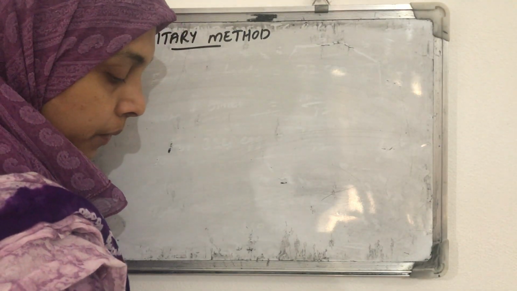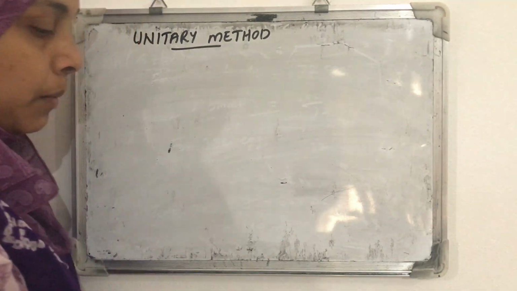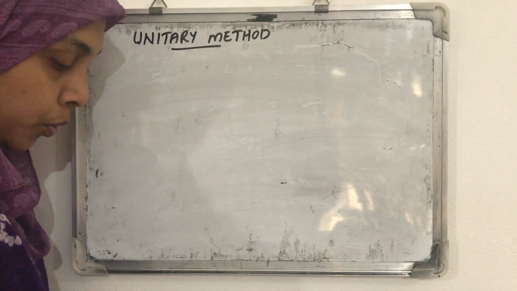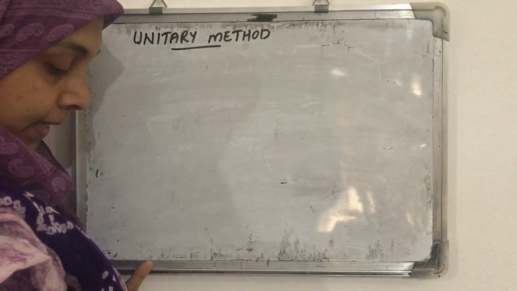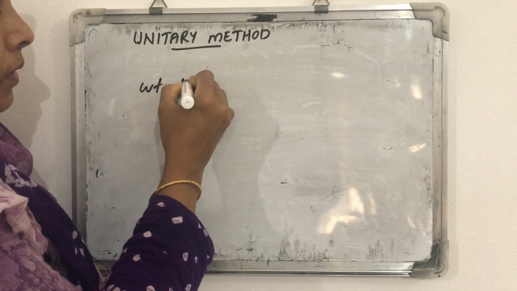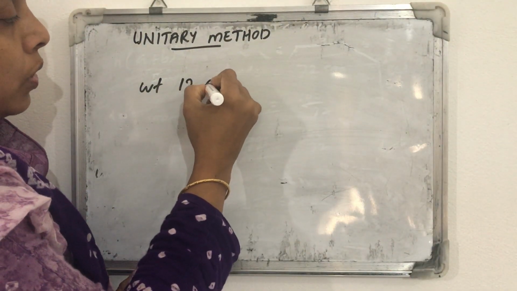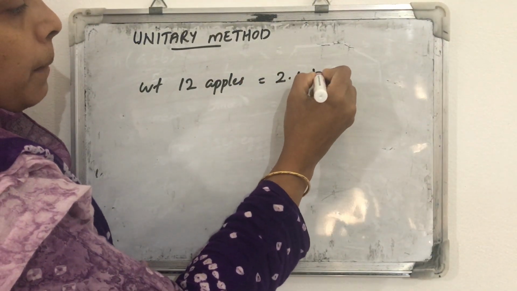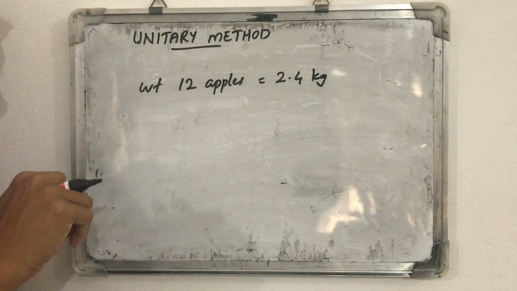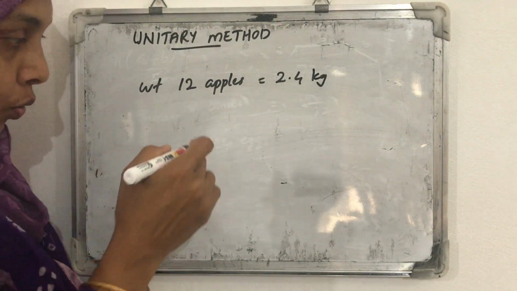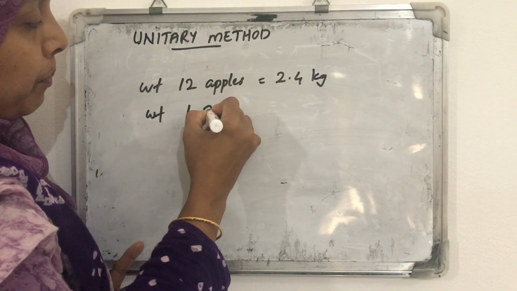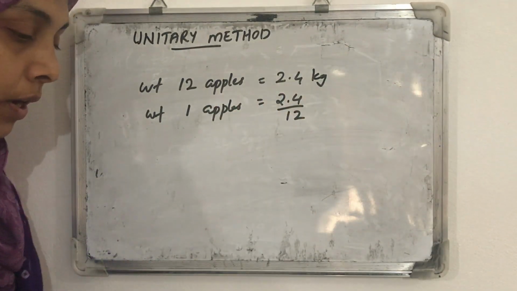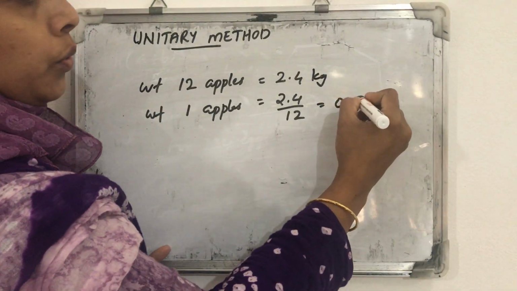So what is the weight of one dozen apples? A dozen means 12, we know. The weight of 12 apples is given as 2.4 kilogram. So from this we can find the weight of one apple. First we are finding the weight of one apple. It will be 2.4 divided by 12. We will get 0.2 kilogram.